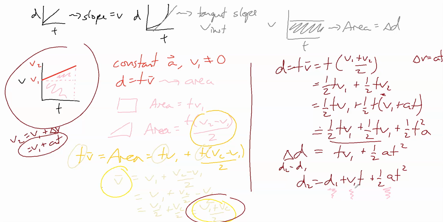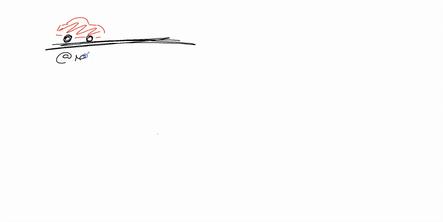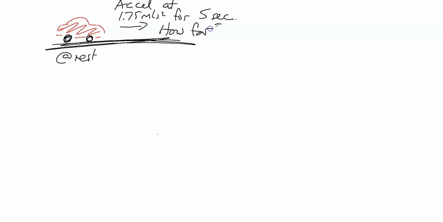Okay, so we're going to practice using this a little bit and show you how it works. Let's take something really simple. Here you've got a car. I'm going to draw a little car, and just show how nice this expression can be. Let's just say it is starting at rest, nice and basic and simple. It's going to accelerate at 1.75 meters per second squared for, let's go with, 5 seconds. So how far did it go?